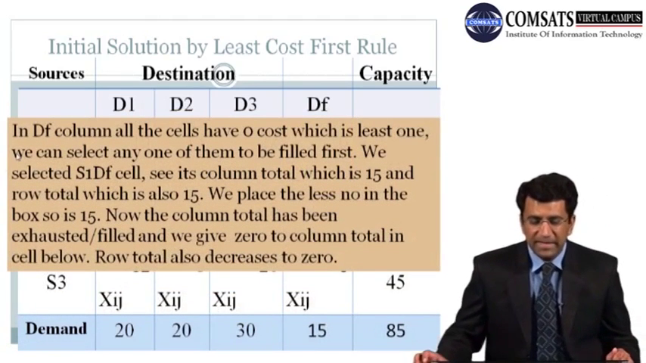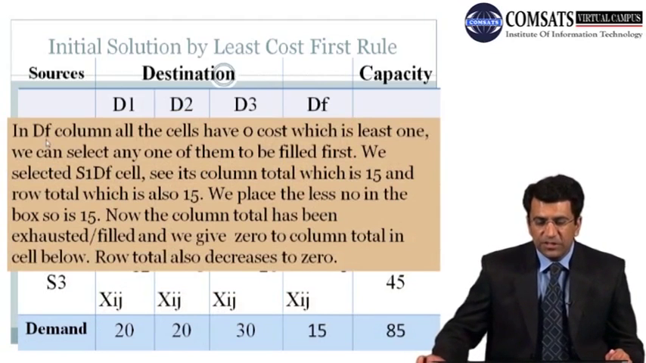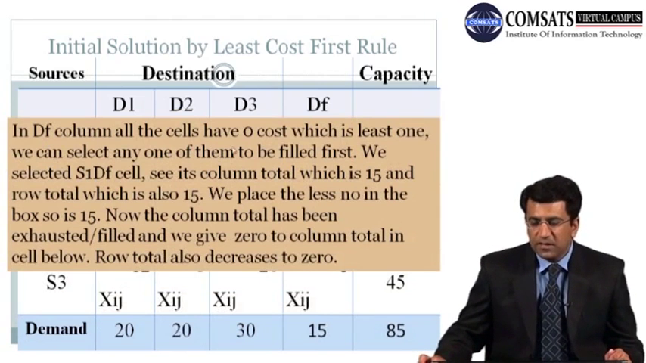So class, as I discussed, in the fictitious demand column all the cells have 0 cost, which is the least one. We can select any one of them to be filled first. We selected the S1 DF cell in this particular example. See its column total, which is 15, and row total, which is also 15. We place the smaller number in the box, so it's 15. Now the column total has been exhausted, and we give 0 to the column total in the cell below. The row total also decreases to 0.